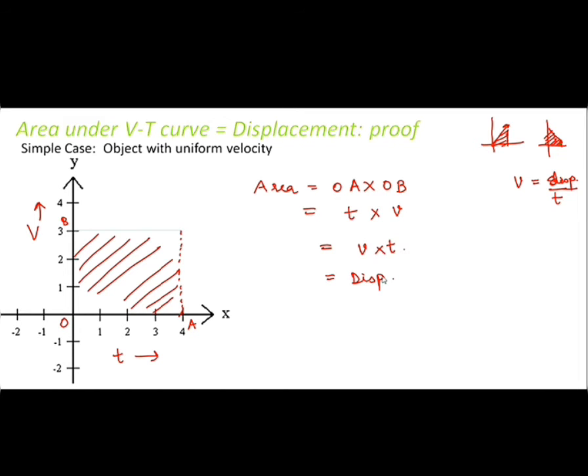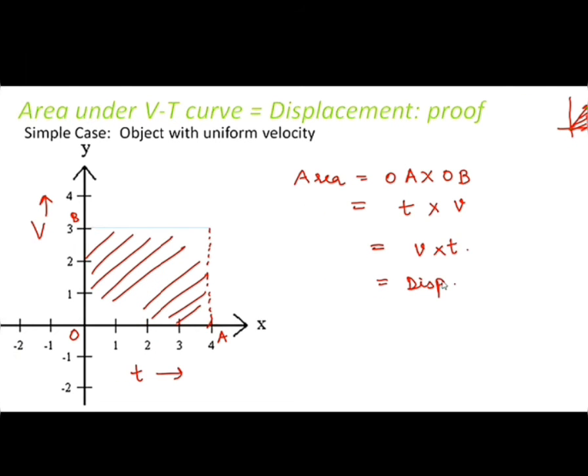And what is the area of a rectangle? That is length into breadth. So here in this rectangle, length is OA and breadth is OB. So here the area is OA into OB. What's OA? OA is nothing but time. And what is OB? It represents velocity. So instead of OA it's time, and instead of OB it's velocity. So the area is nothing but velocity into time.